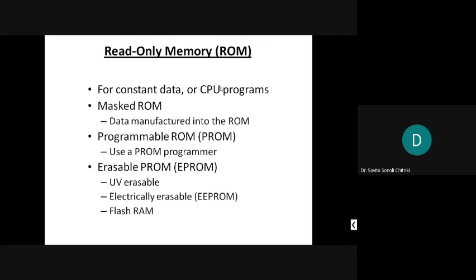So for constant data or CPU programs, the example he is giving is master ROM, where data is manufactured into the ROM only. That is for washing machines, ovens, and all, where only a fixed program will be there. So that much memory locations will be put onto the system. Here you cannot erase it or change it. Nothing can be done in the first case.